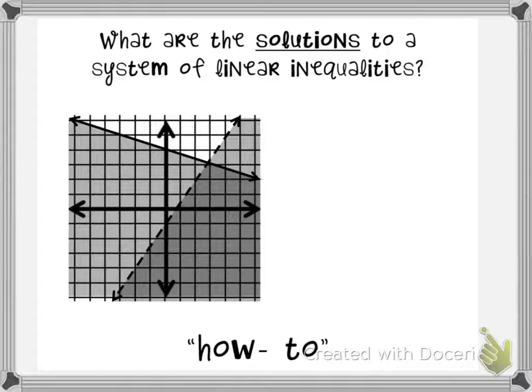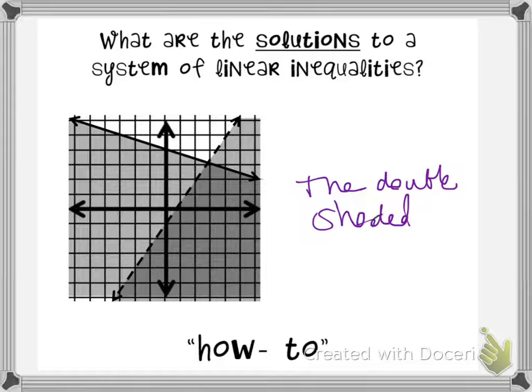So what are the solutions to a system of linear inequalities? Basically, the solution to a system is the double shaded area. Okay, that is our solution. You can tell it's a little bit darker than the other two. It's a double shaded area.